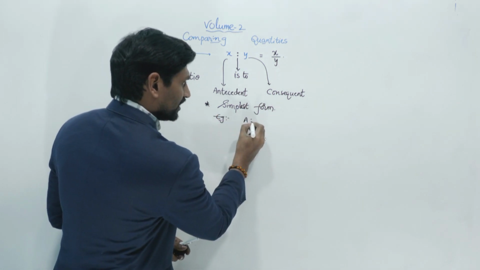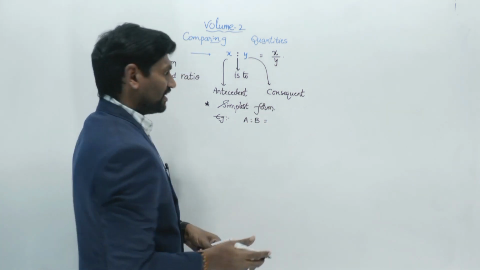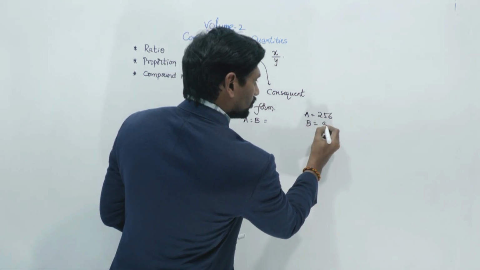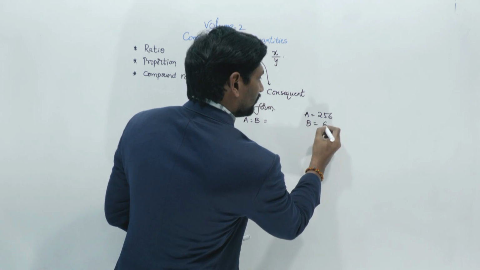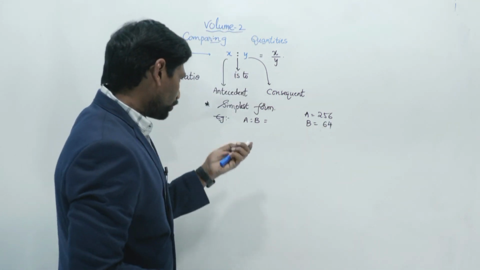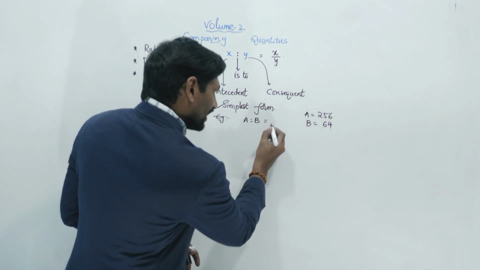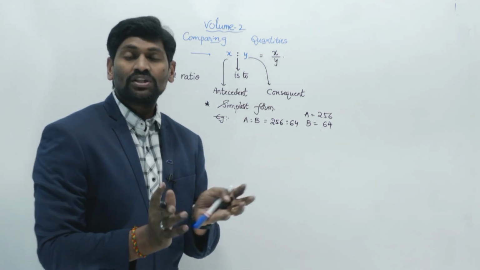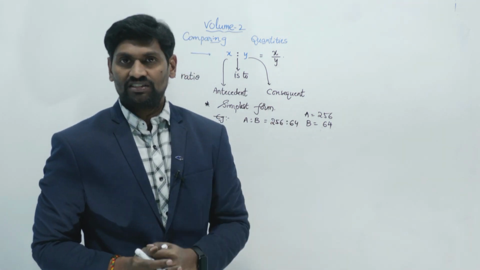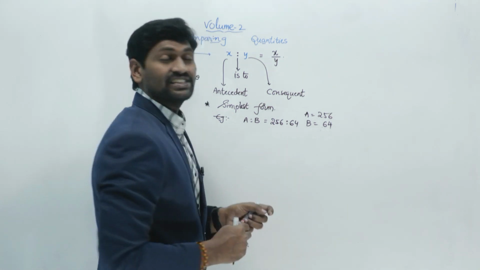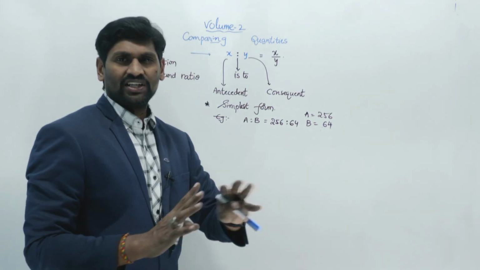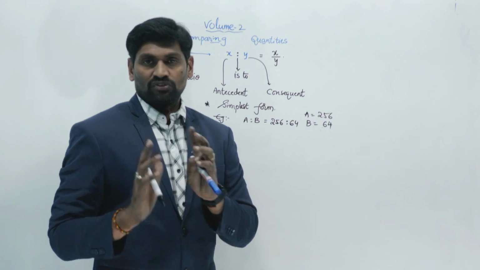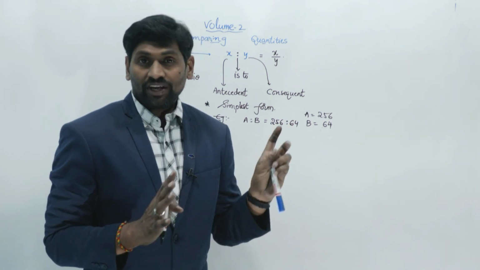Let us take one example for this. I am taking the two quantities A is to B. Their values are given: A equals 256 and B equals 64. To find the value of A is to B, we can write this as 256 is to 64. But 256 and 64 both have some common factors. That means both of them will be in the same table. One we are not considering because one is a common factor for every number. So 2 table will come, 4 table will come, like that.